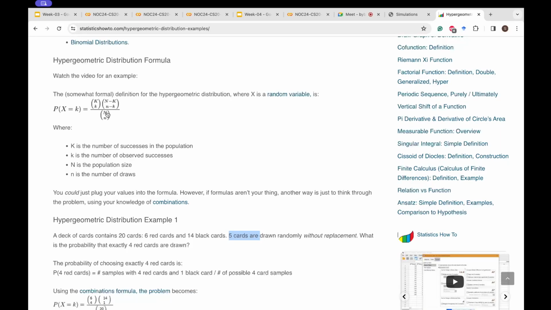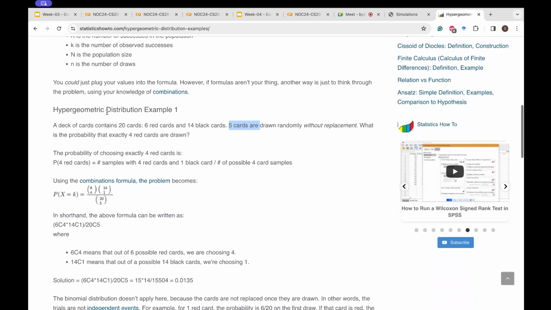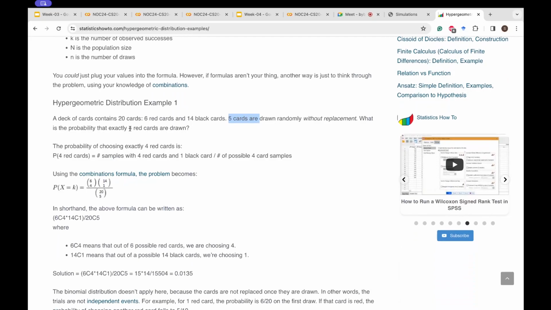So how do you get the 1 actually? 14 black cards. 5 cards are drawn randomly without replacement, and then they are asking exactly 4 red cards. Okay, so the other one should be black card. Is it clear?